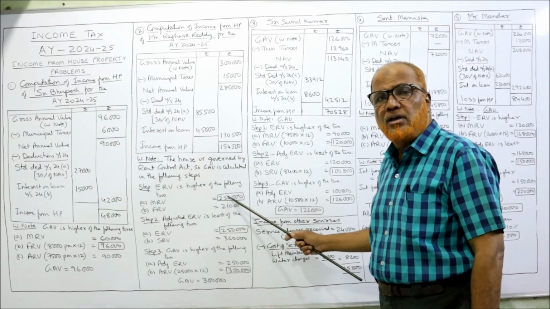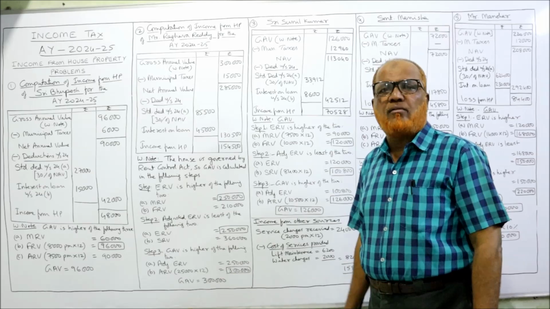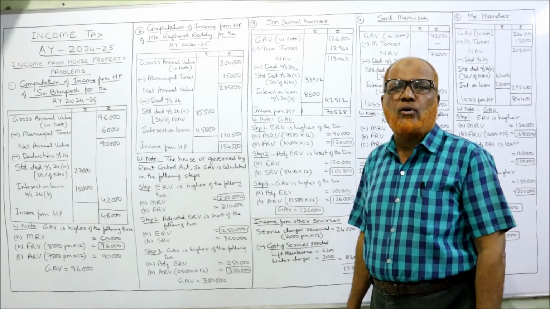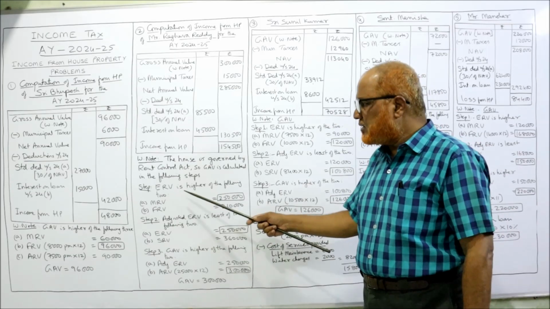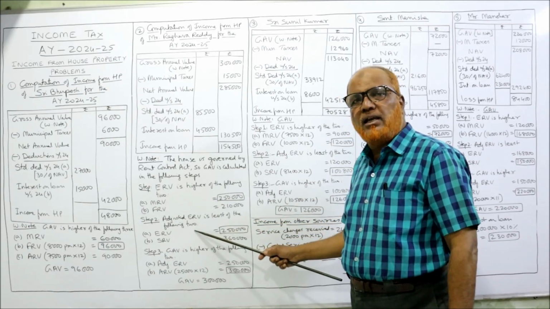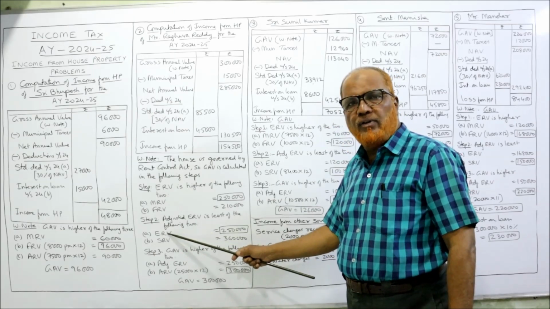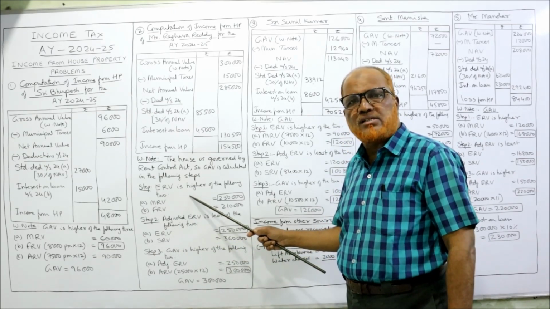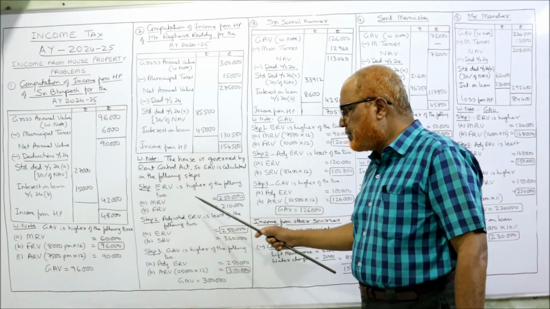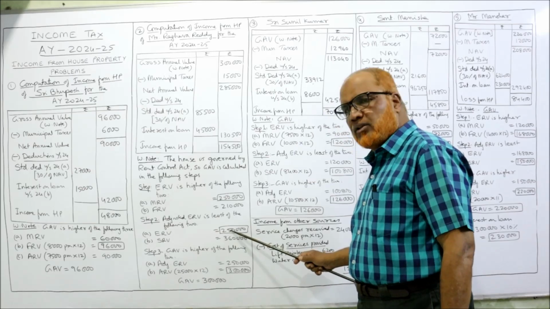2,50,000 is the ERV. Step 2, calculating the adjusted ERV, which is the least of the following 2. The first step we have taken higher. Second step we are taking the least of the following 2. What are the 2? First one, ERV, what we have calculated in the first step. In the first step, ERV is 2,50,000. So I have taken ERV 2,50,000.